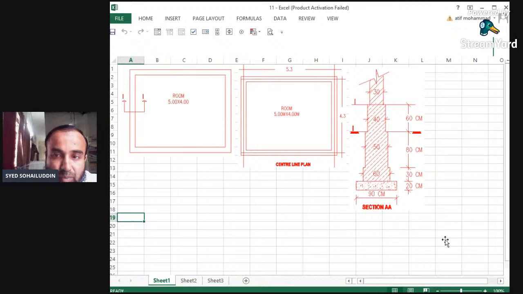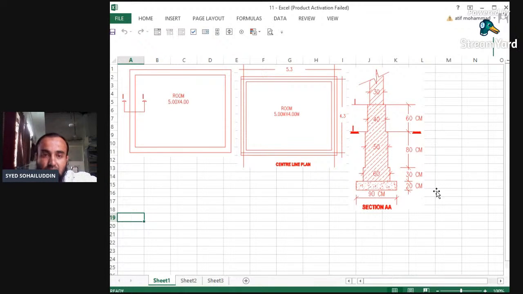There is a simple plan in this, which has a room dimension of 5 meters by 4 meters. Always while calculating the various concepts, that is for excavations or for PCC or for UCR, uncoursed rubble masonry, three things have been considered. First is the plan. Next, we have to draw the center line plan, and the section will be given. In the section the details will be given.